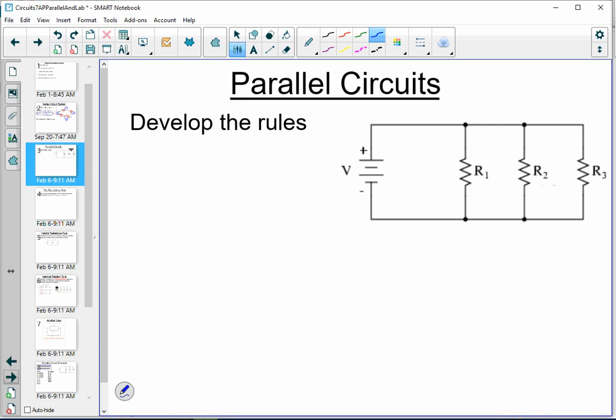Let's take a look at parallel circuits. Let's develop the rules. The simplest rule, I believe, is the potential difference rule. Here we have 3 resistors connected in parallel to a source of potential difference, which happens to be a battery. The hallmark of a parallel circuit is that current will have a choice. When the current leaves the battery, it can choose to head through one of the resistors, or it can continue straight and head out to the others. This junction is what helps to make the circuit a parallel circuit.